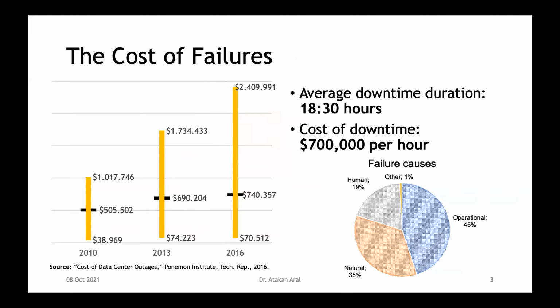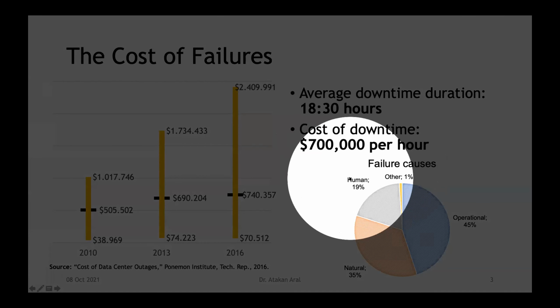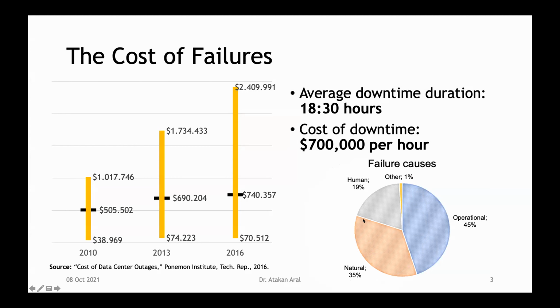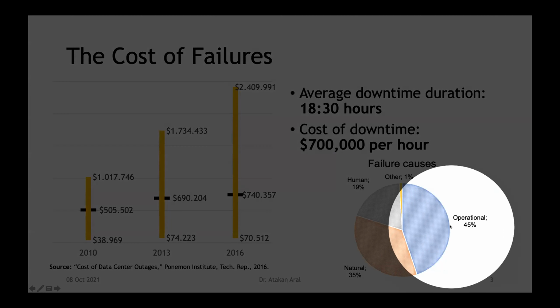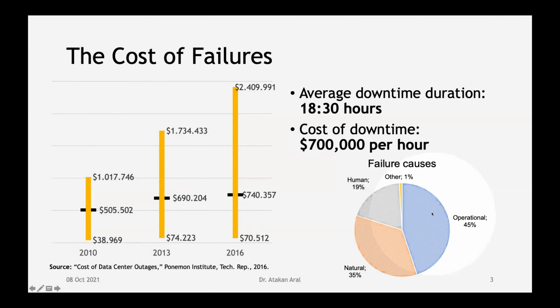When we check the reasons or the causes for these failures, we can see that there is a part of human failure and natural disasters, which are harder to take precautions for. They are a more unpredictable type of reason, but almost half of the failures are caused by operational reasons, which we can do something about. We can predict or prevent this kind of failure, as I will show in this tutorial.